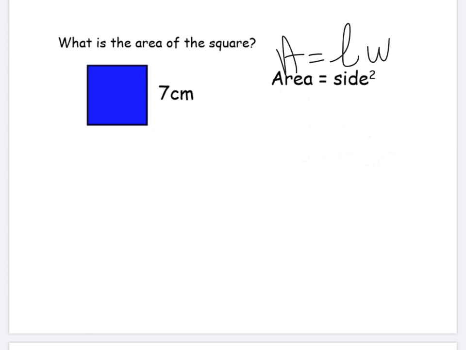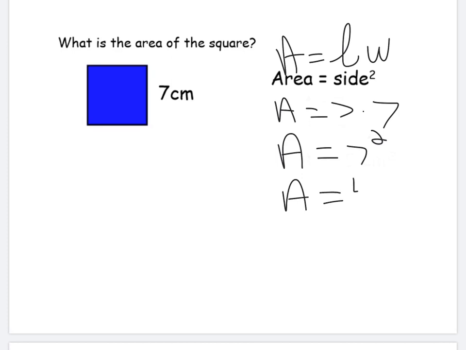Or, because we know about the square, all 4 sides are the same. So we know that the length and the width are the same. So we could say that it's the side to the second power. Because if I was looking at this, I would have area being 7 times 7, because it's length times width. Length is 7, the width is 7. But an easier way of writing it would be 7 to the second power. 7 times 7, or 7 squared, would give me an answer of 49.